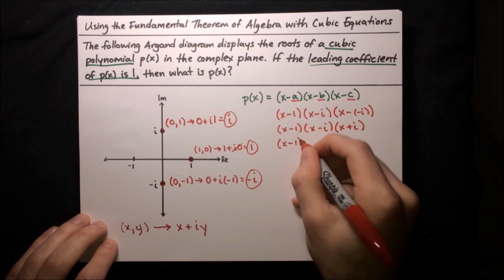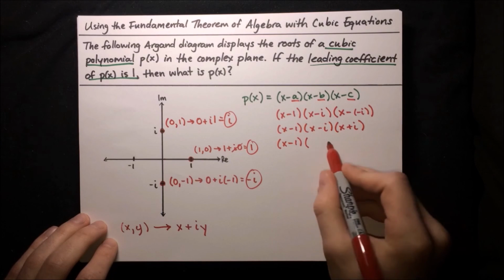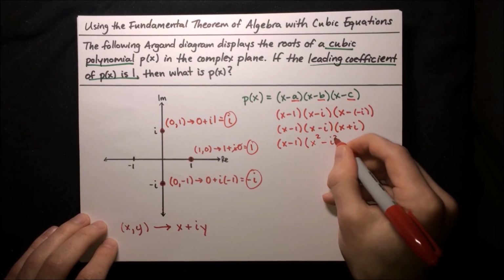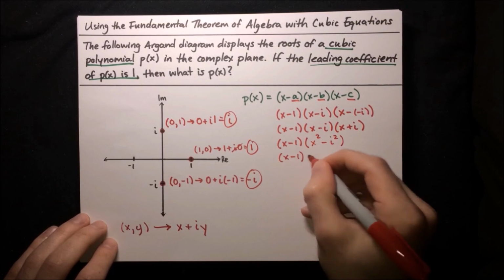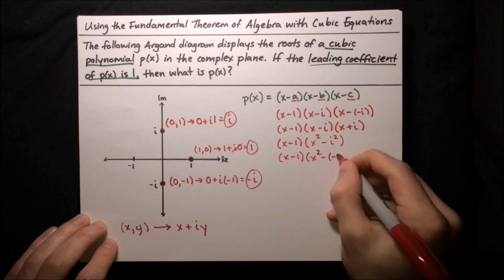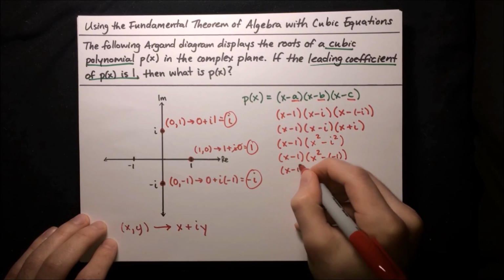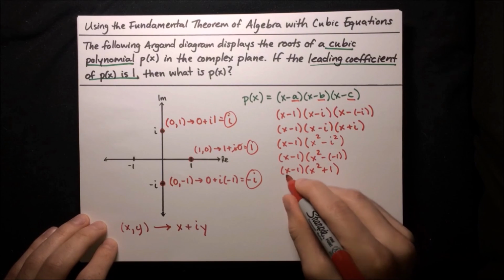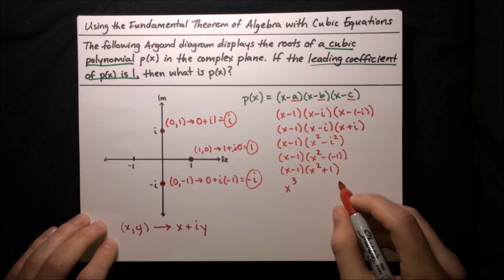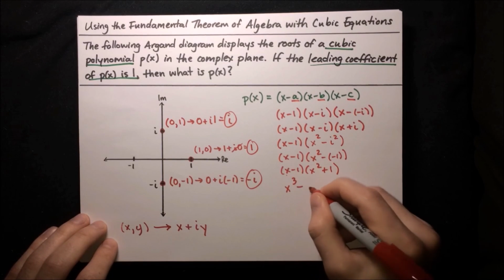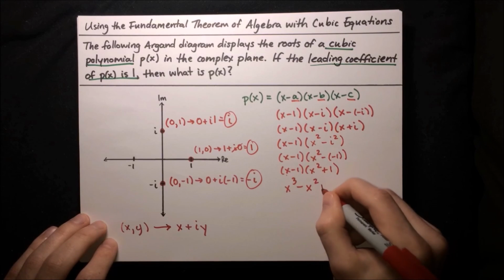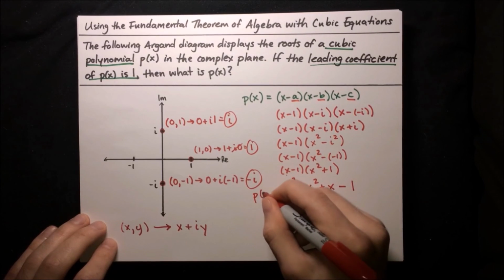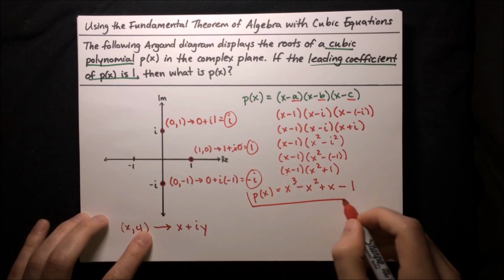Let's take care of the imaginary parts first. So x minus i times x plus i, let's multiply this out. This is a perfect difference of squares. So this is x squared, then minus i squared, that's just x squared minus negative 1. So x minus 1 times x squared plus 1. And then we multiply that out. We get first x times x squared is x cubed. Then negative 1 times x squared is minus x squared. Then x times 1 is plus x. Then negative 1 times 1 is minus 1. And there we go. That's our polynomial p of x. That's what p of x is equal to then.